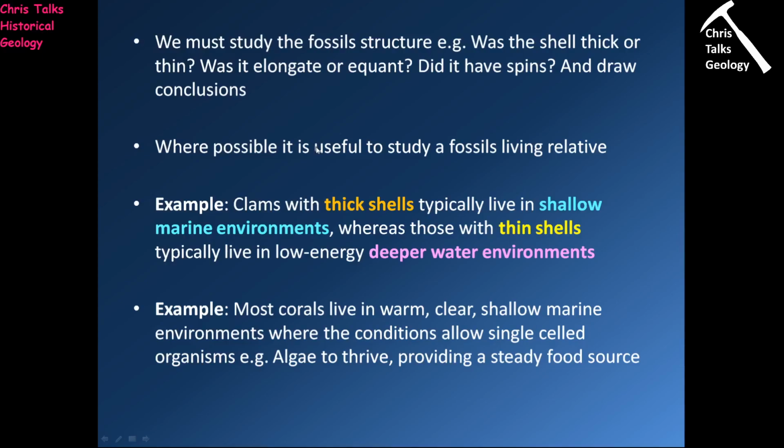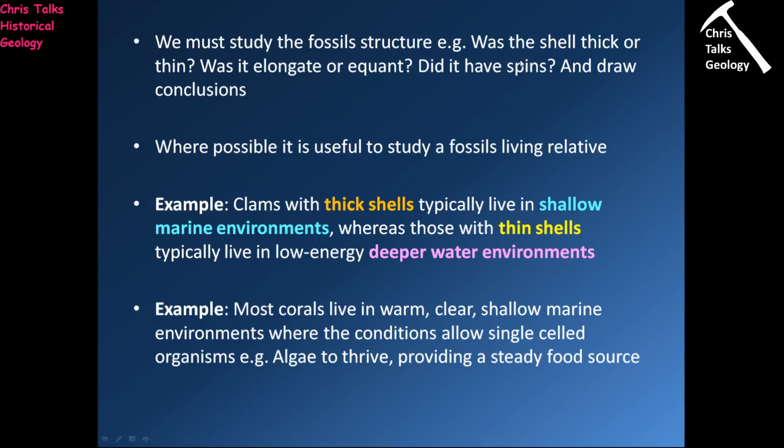Another thing we can think about is we can look at the structure of the fossil. So, for instance, was the shell of our organism thick or thin? Well, obviously, a thick shell would suggest that your organism was trying to protect itself, so it probably lived in an environment where there was quite a high rate of predation. Is your organism elongate or equant? Depending on the type of environment your organism is living in, in some instances it may be an evolutionary advantage to be long and slender, so elongate like a pencil. In other environments, it may be more appropriate to be more equant, so more equal in all dimensions.